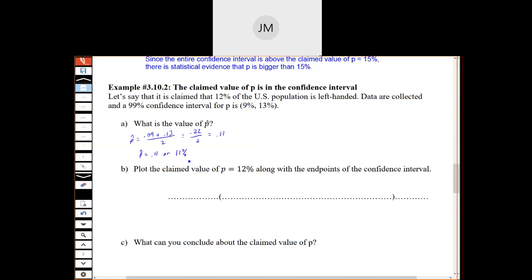All right, let's look at plotting everything on a graph here. My confidence interval, well, that's sort of already written down, so I'll just go ahead and label that. So that goes from 9% to 13%. And I know that in the dead center here is p hat, and that is 11%. Now, if I want to plot the 12%, I can say, well, that's bigger than 11, but not as much as 13.